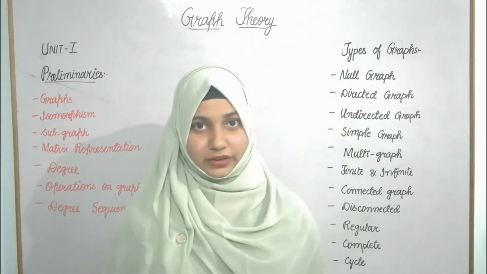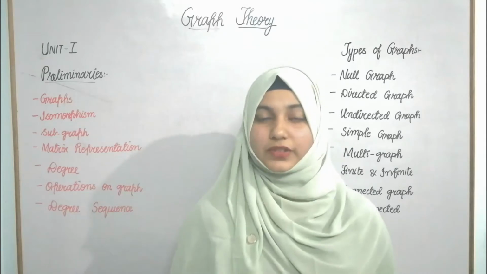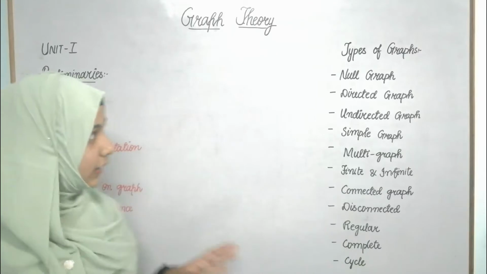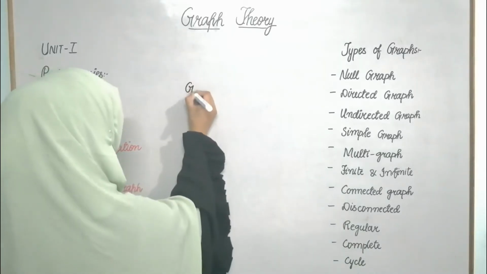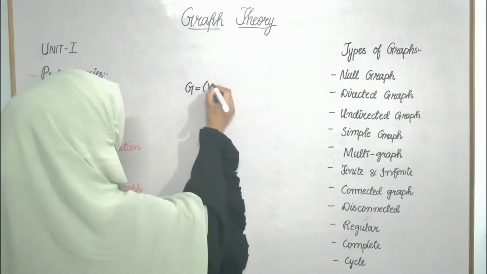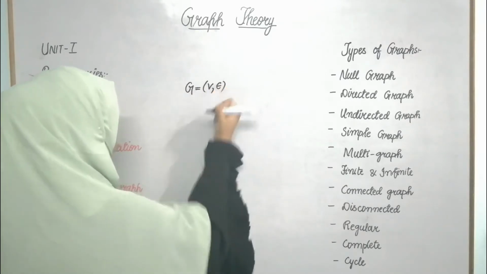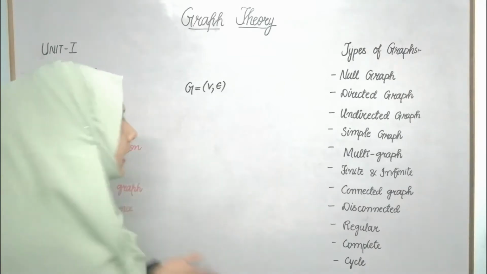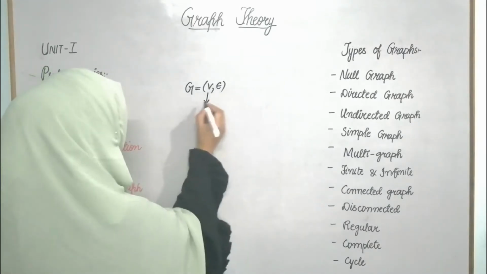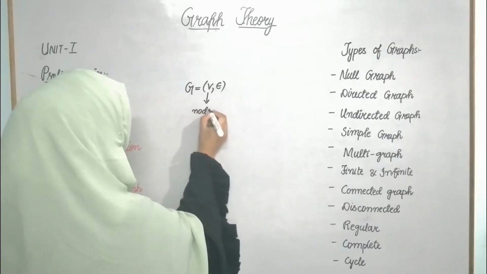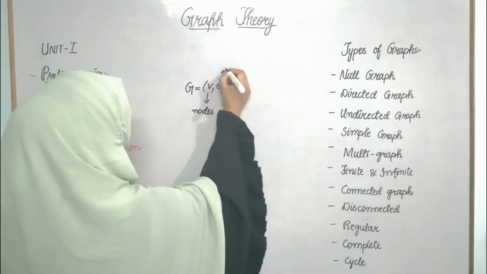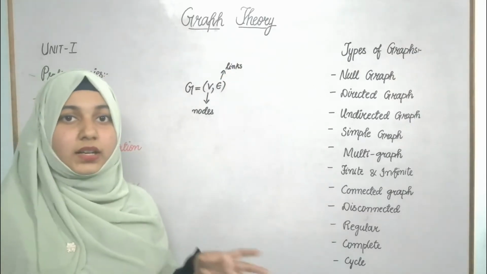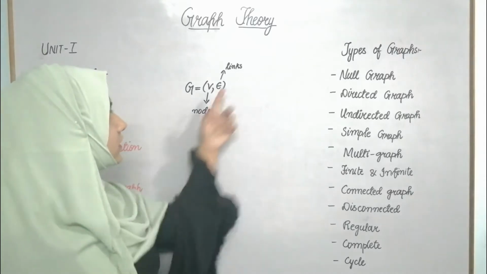Let's see the definition of graphs. What is a graph? A graph is nothing but a set or a collection of vertices and edges. A graph is denoted with G. Vertices are denoted with V and edges are denoted with E. Vertices are also called nodes, and edges are also called links. So a graph is a collection of nodes and links.